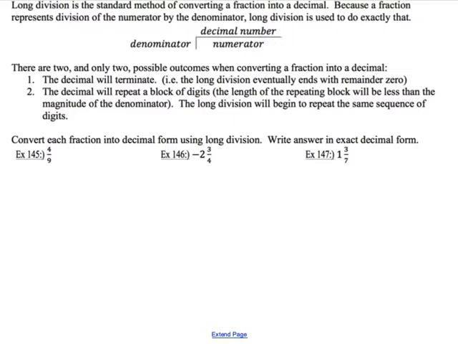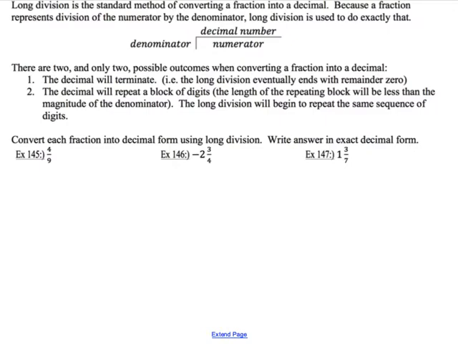There are two and only two possible outcomes when converting a fraction into a decimal. First outcome, the decimal will terminate. In other words, the long division eventually ends with remainder 0. Option 2, the decimal will repeat a block of digits. The length of the repeating block will be less than the magnitude of the denominator. Remember, magnitude means size of. The long division will begin to repeat the same sequence of digits.